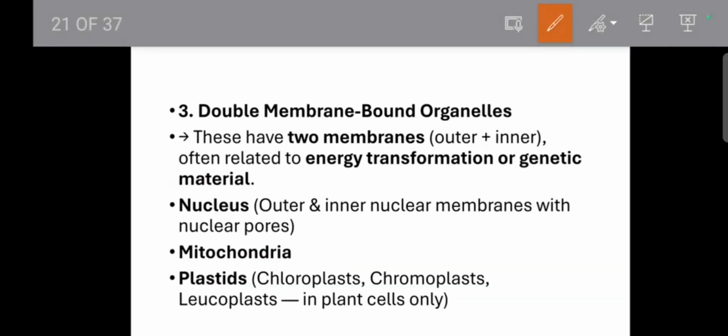Now we see the third one, the double membrane bounded organelles. These have two membranes, the outer and the inner one, often related to energy transformation or the genetic material. The genetic material is in the nucleus, mitochondria also have it, and the plastids. Which plastids? The chloroplast, chromoplast, leucoplast and amyloplast also are double membranous structures. Nucleus, mitochondria and the plastids, these three are considered double membrane bounded structures.